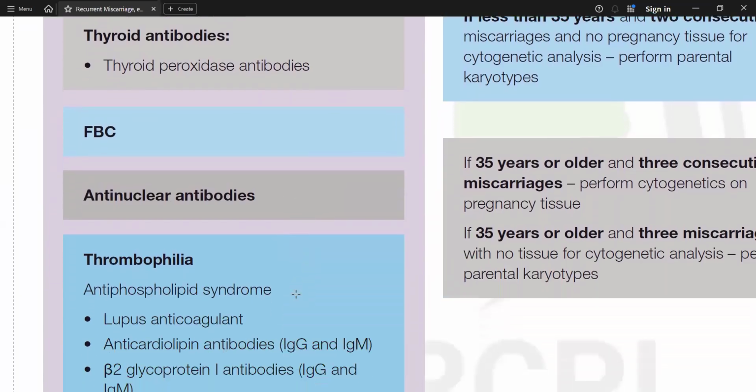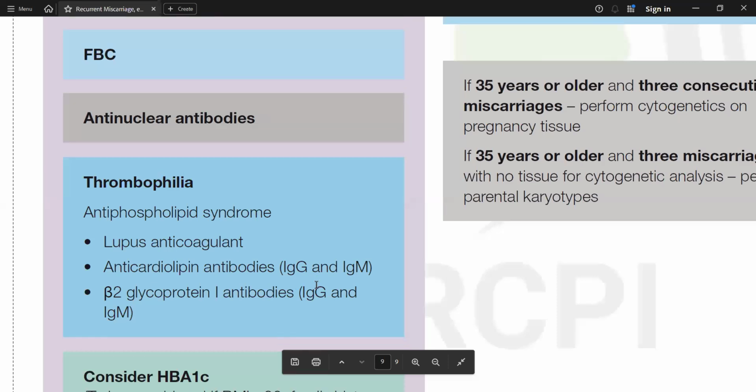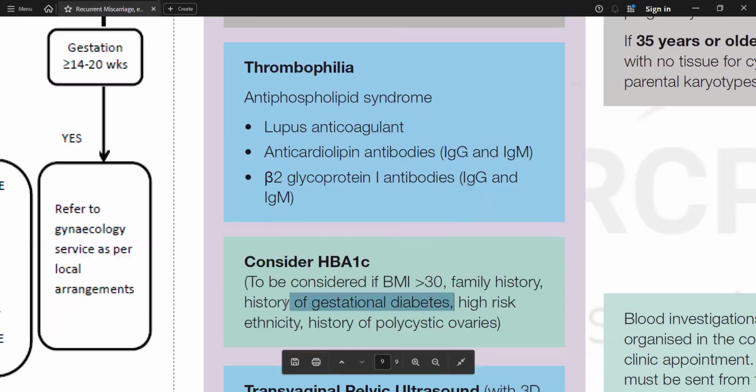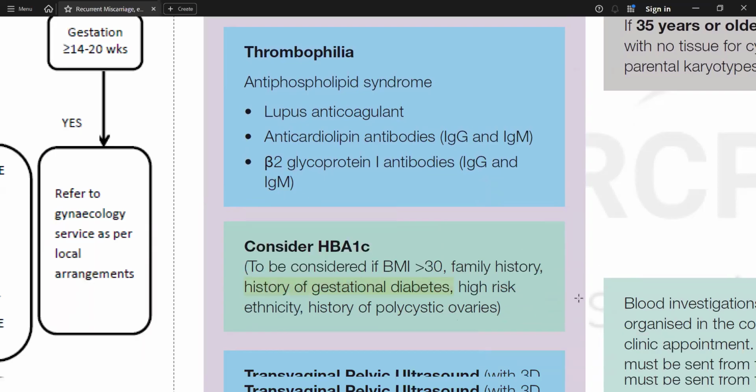Thrombophilia, as we said before, it can be inherited or acquired, and we mentioned before that the inherited thrombophilia is not a routine. We can consider hemoglobin A1C if the patient is high risk for diabetes, of course, and if she's having a previous history of gestational diabetes, this would be the most important risk factors.